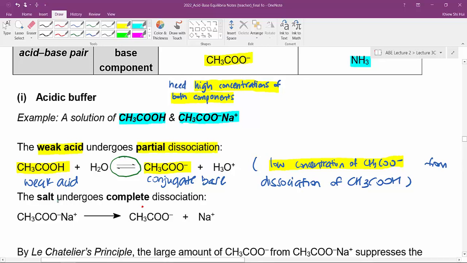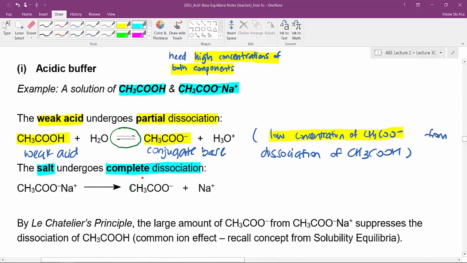On the other hand, the salt is ionic. In water, it undergoes complete dissociation. So in water, it will form CH3COO- and Na+. Do note that this is a full arrow used because this is a complete dissociation of the salt.